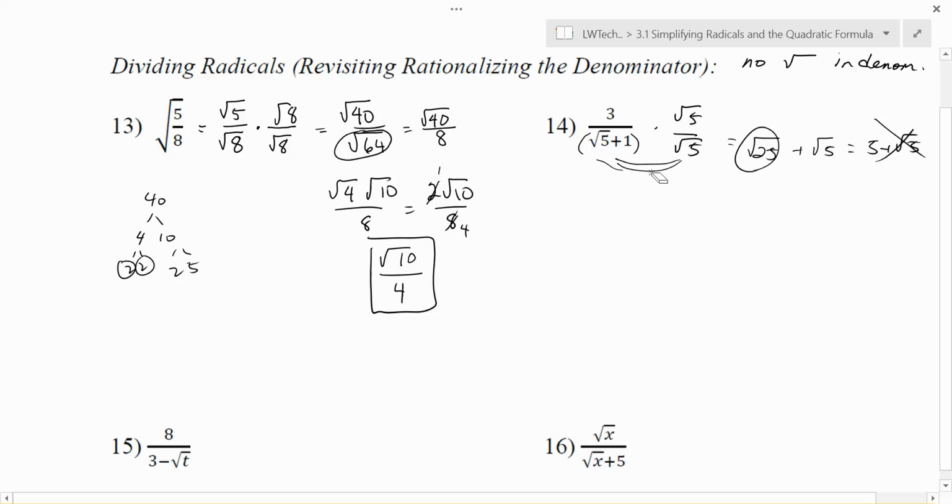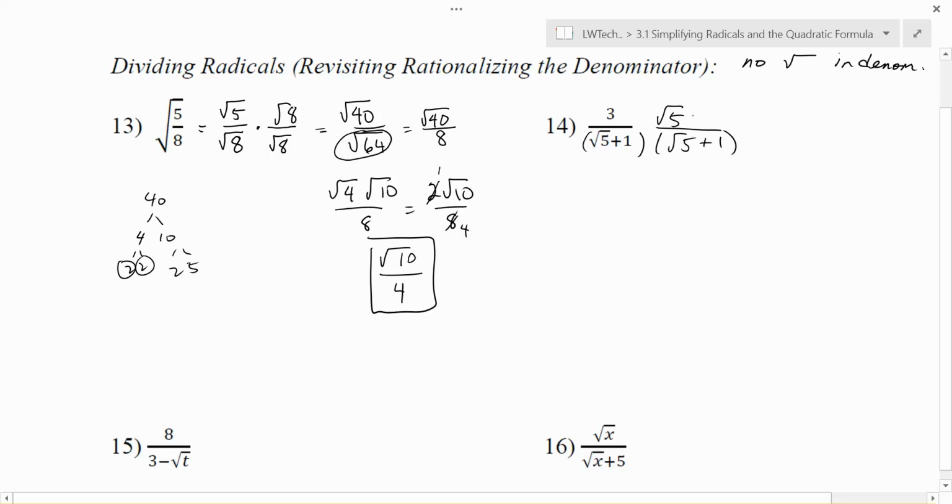So if there's a plus or a minus, our old tools aren't really going to work, because just multiplying by what's inside the radical is not going to work. So the next question you might ask is, what if I multiplied by exactly what's in the denominator? Like in this case, what if I multiplied by the square root of 5 plus 1 over the square root of 5 plus 1?